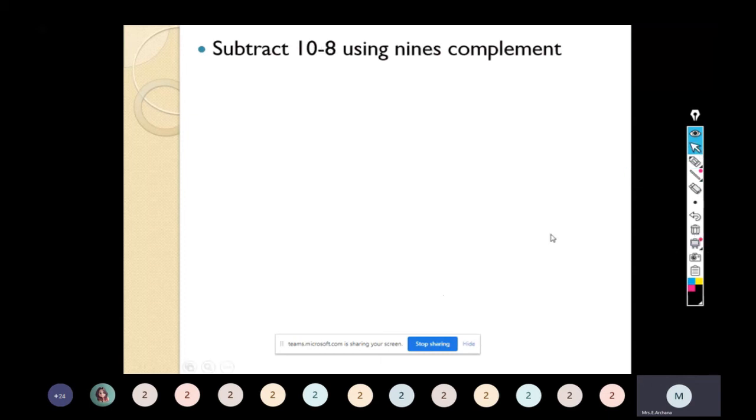Next, subtract 10 minus 8 using 9's complement. Subtract 10 minus 8 using 9's complement. First, we have to find out the 9's complement for 8. First thing, we have to check 10 minus 8.